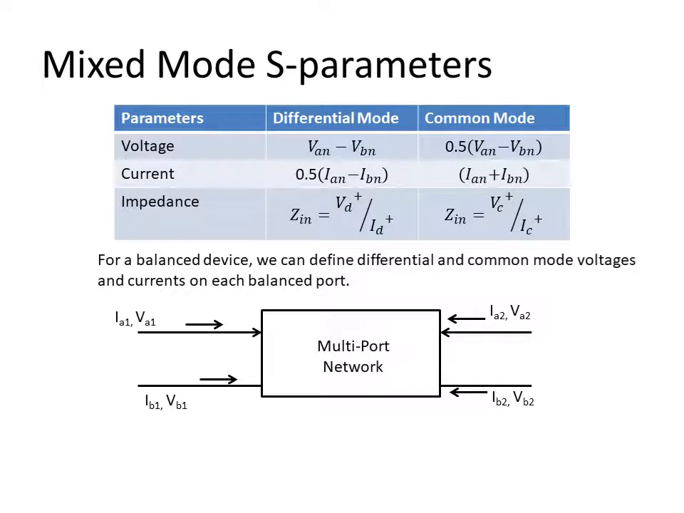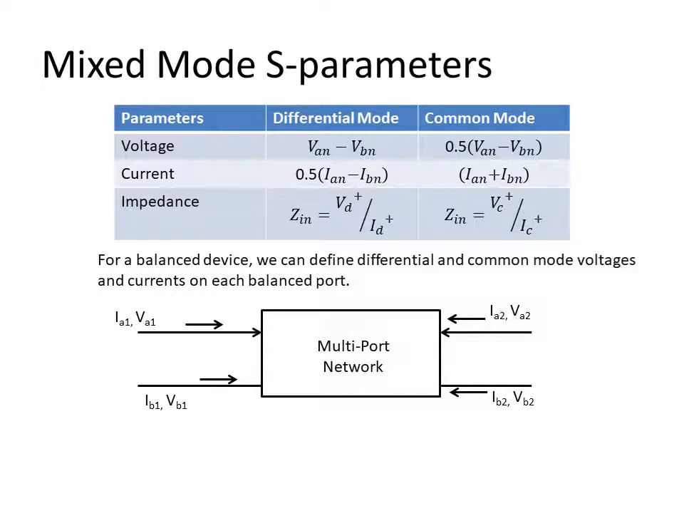In the case of the differential mode, voltage is equal to VA minus VB, and representing the ports, because we defined at input or we defined at output. Similarly, in the case of the common mode, it is (VA plus VB) divided by 2. Same in the case of the current, the situation will reverse. Differential mode, (IA minus IB) divided by 2, but in the case of the common mode, IA plus IB.